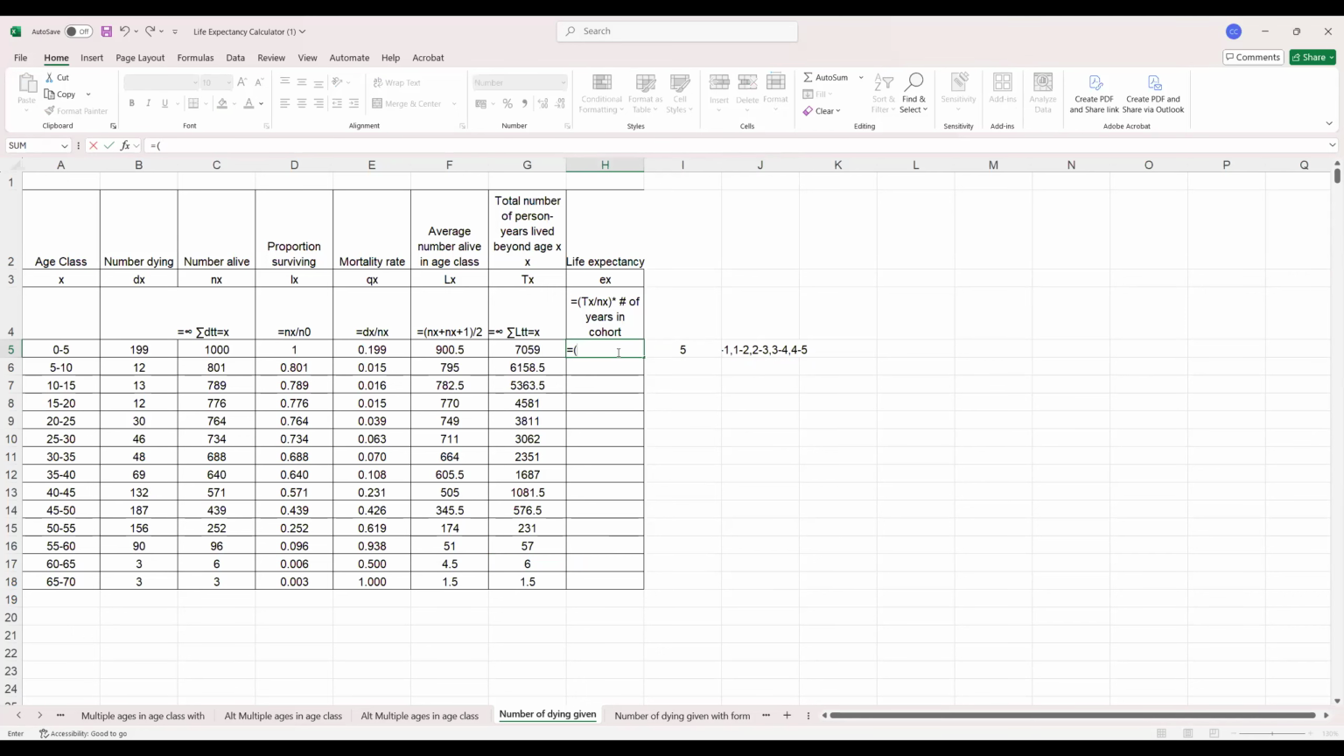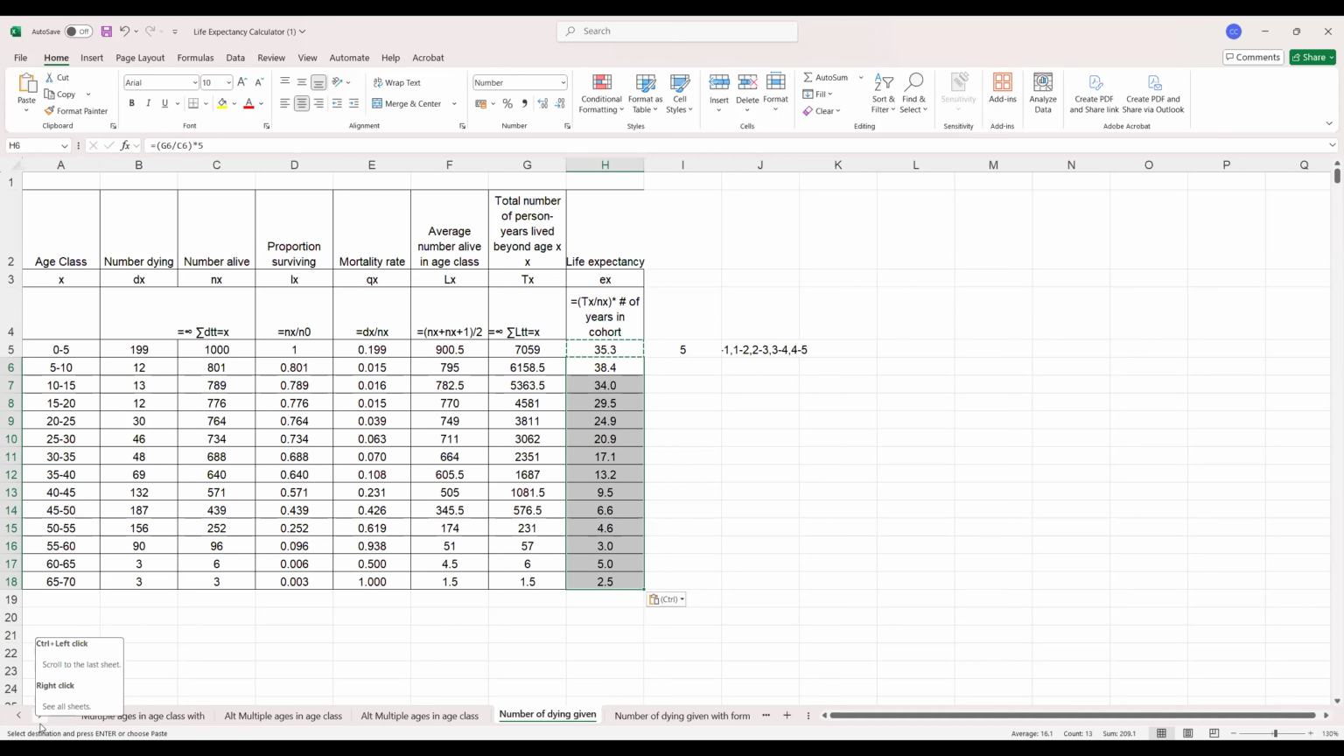So again, capital T sub x divided by n sub x. Again, remember where n sub x is this time, times 5. So if you're confident that that's right already, go ahead and copy paste. So that's what you do when you have number of dying instead of number of alive. But there's one other alternative.